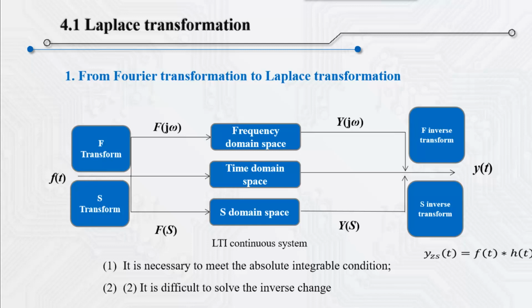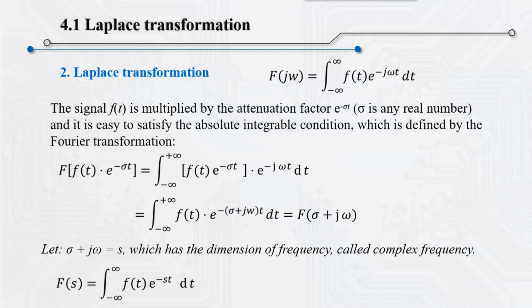First, Fourier transformation needs to meet the absolute integrability condition. Functions such as exponential growth do not meet this condition. Second, Fourier inverse transformation is difficult to solve, which constrains its applications. Let's talk about the Laplace transformation.